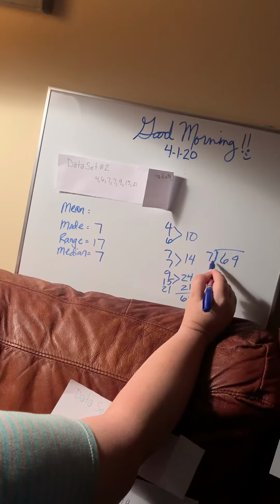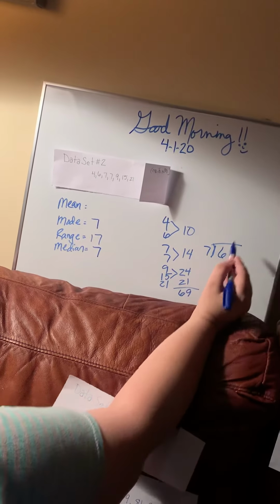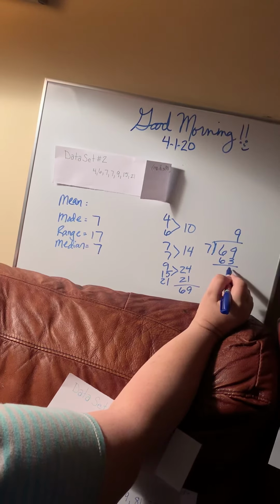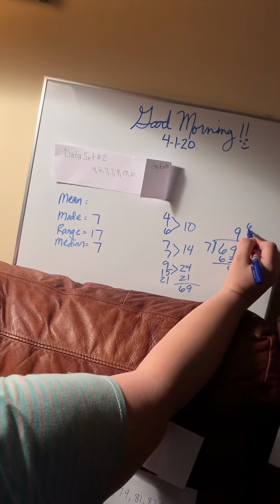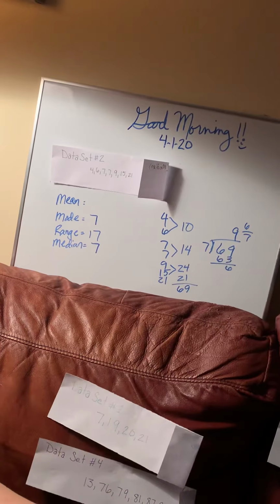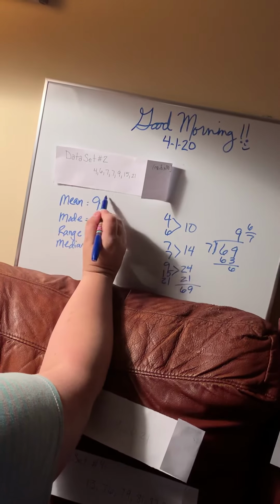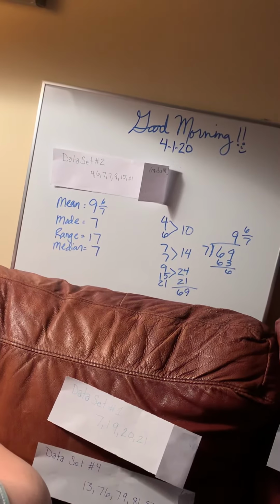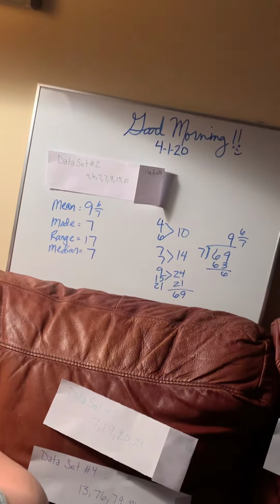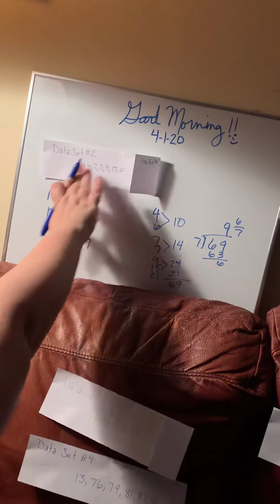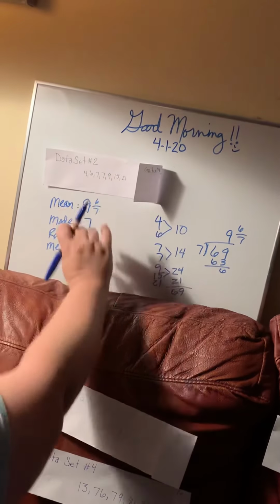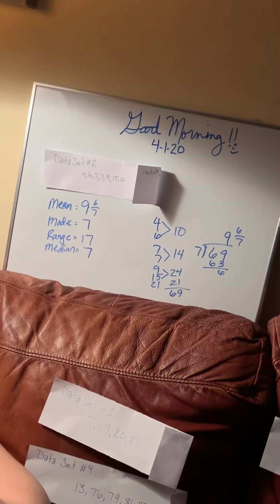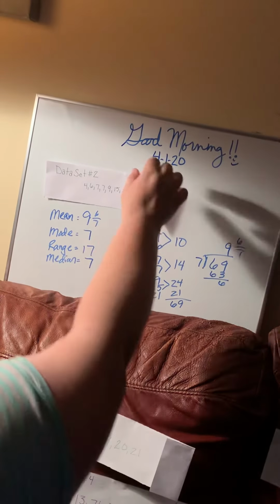How many times will 7 go into 69? Well, it'll go 9 times. 9 times 7 is 63. I'm left with a 6. So I'm just going to put that over the 7. So my mean is 9 and 6/7, okay? And I'm going to look at this information. Does that make sense? It kind of does, okay? You've got some larger numbers, you've got some smaller numbers, and 9 and 6/7 falls kind of in the middle of that, okay? All right.